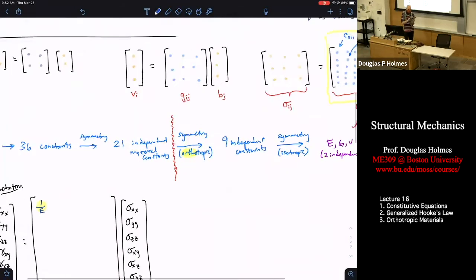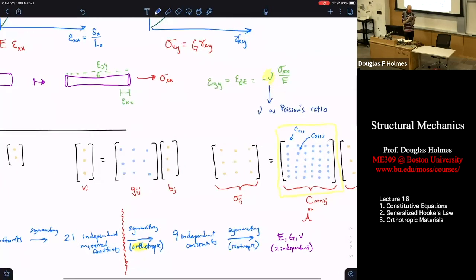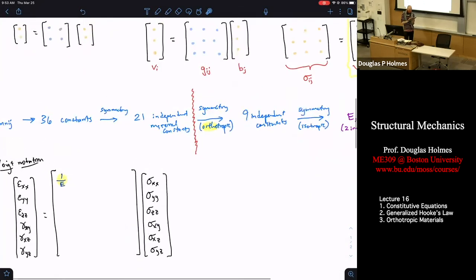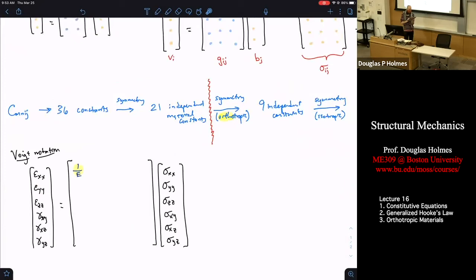You might recall from what we wrote up here that the strain in the y direction is negative nu times the stress in the x direction over E. So we have strain in Y, something, stress in X. So this will be negative nu over E. Negative nu over E for this component down here. This is epsilon ZZ. It's going to be this times this equals this times this. And then our shear strains have nothing to do with our normal strains. So these are zero.